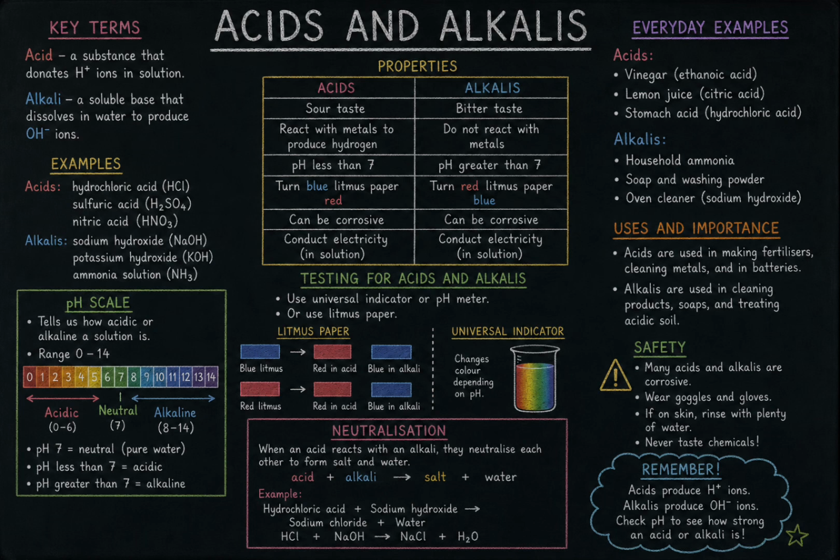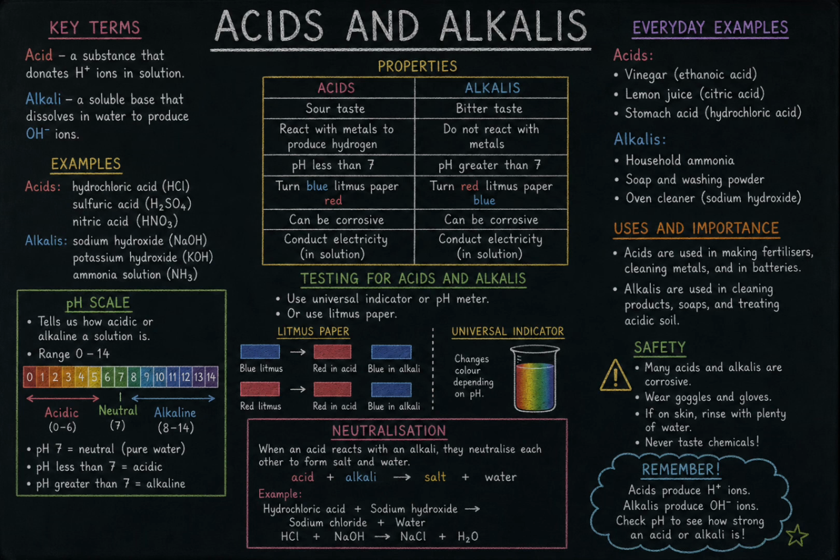Neutralization. When an acid reacts with an alkali, they neutralize each other. The products are always salt plus water. For example, hydrochloric acid plus sodium hydroxide produces sodium chloride plus water. This is called a neutralization reaction. Safety. Many acids and alkalis are corrosive. Always wear goggles during experiments. If chemicals touch your skin, wash with plenty of water.